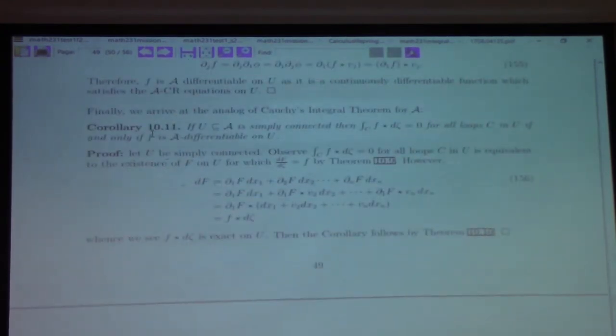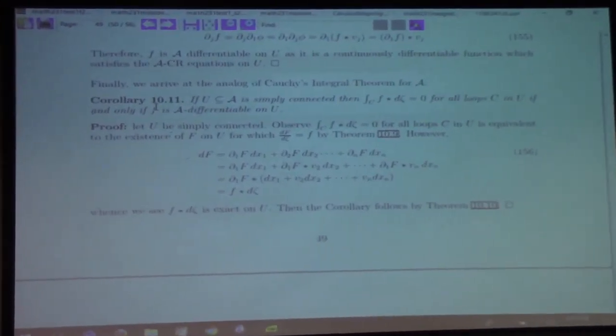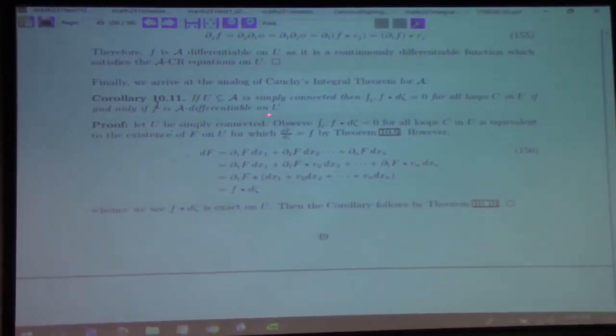Then finally, the corollary: if we have a simply connected set U such that the integral is 0 for all loops in U, that's true if and only if f is differentiable on U. So this is the algebra analog of Cauchy's integral theorem. Cauchy's integral theorem says that if the complex integral around loops in a simply connected set is zero, then the function you're integrating is in fact complex differentiable.